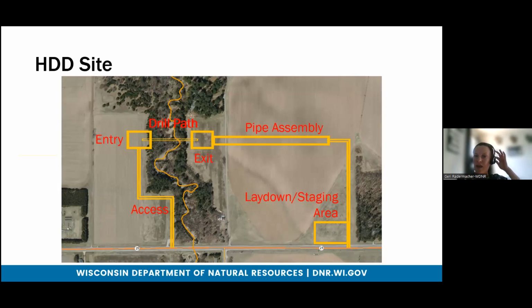When reviewing an HDD site, it's important to keep in mind we're not just focusing on the drill path, but obviously we're also looking at the HDD site as a whole. So the drill path, the entry and exit points, pipe assembly, pullback areas, lay down and staging areas, and access areas are all pieces of the HDD site that should be considered and factored in when we're doing reviews.